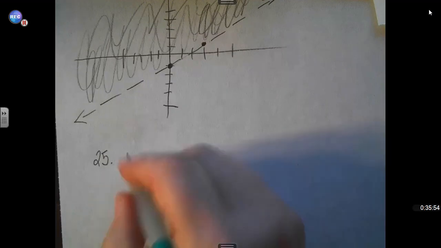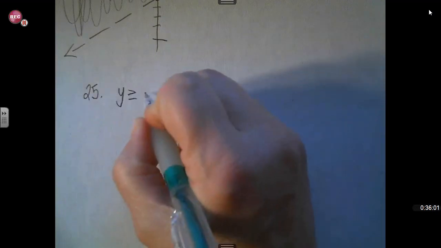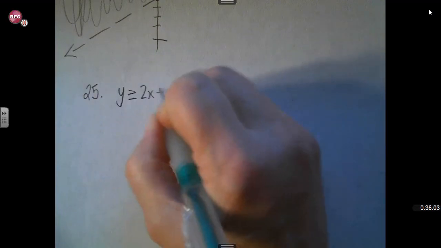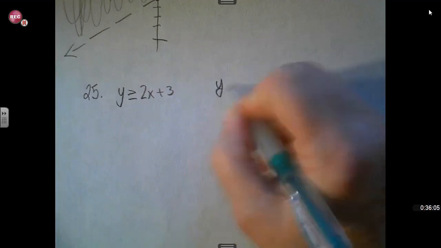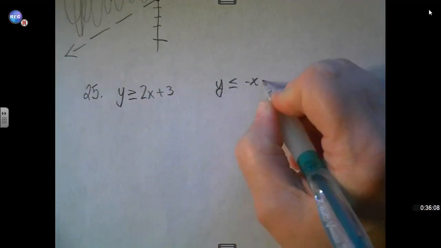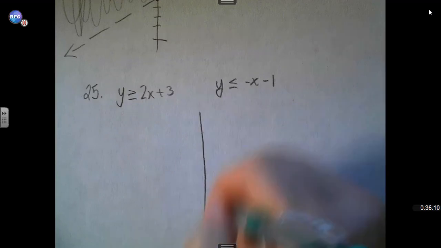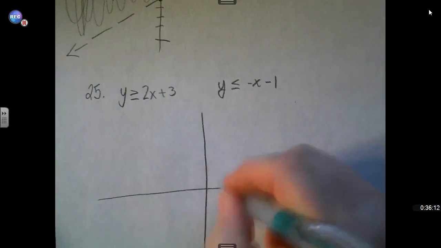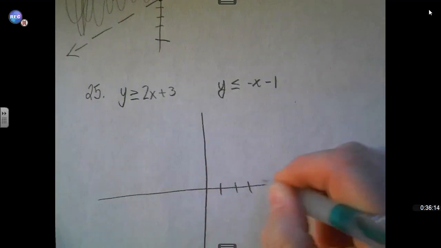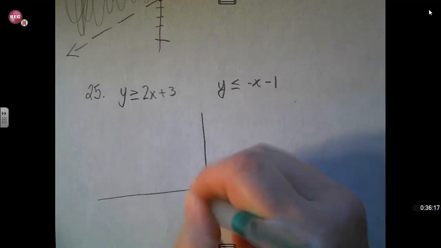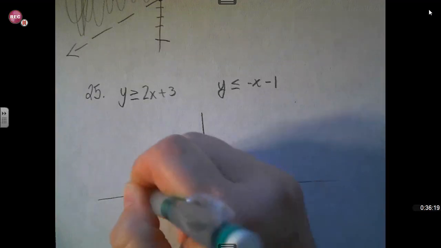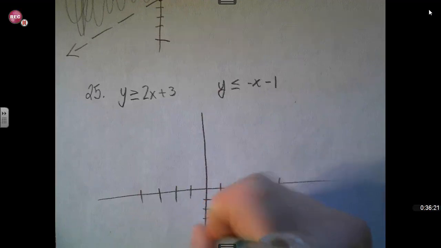And the last one, 25. It's a good number. It's a perfect square. It's odd. It's a multiple of 5. We have y is greater than or equal to 2x plus 3. And y is less than or equal to -x minus 1. So again, you guys did awesome on this quiz, so I don't anticipate this being a problem on the final, and I hope I am right about that.